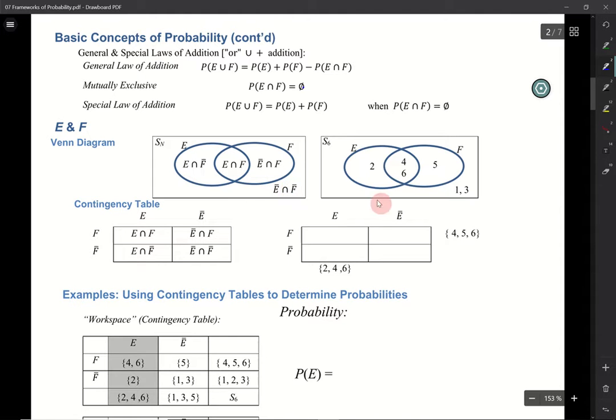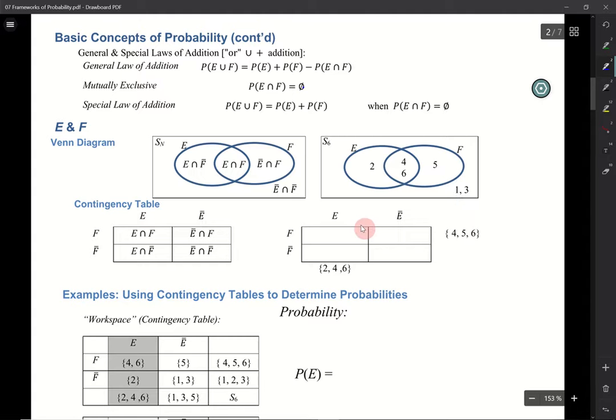But if you want to look at E, E was the even numbers, so 2, 4, 6. F was 4 or greater, right? 4, 5, or 6, right? So clearly there's this intersection here, but F is 4, 5, and 6, and E is 2, 3, 4. And then you might say, oh yeah, what's not in E and not in F? So this is not in E and not in F, right? The complement is the stuff that's not in E and not in F, right?